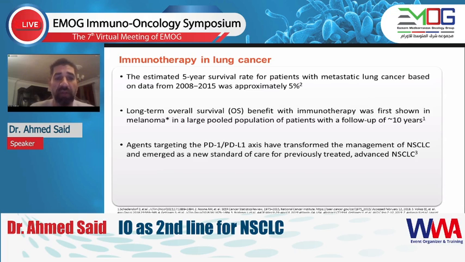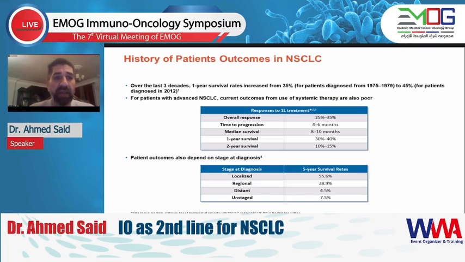So long-term overall survival benefit with immunotherapy was first shown in melanoma in a large pooled population of patients with follow-up of about 10 years. Agents targeting the PD-1 and PD-L1 axis have transformed the management of non-small cell lung cancer and emerged as a new standard of care for previously treated advanced non-small cell lung cancer as well as the first-line setting. So looking at the history of patient outcome in non-small cell lung cancer, we can see that over the last 3 decades, 1-year survival rate increased from 35% for patients diagnosed from 1975 to 1979.